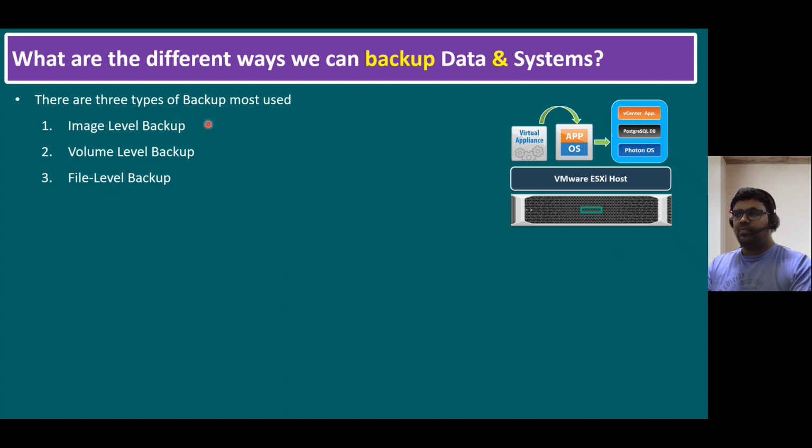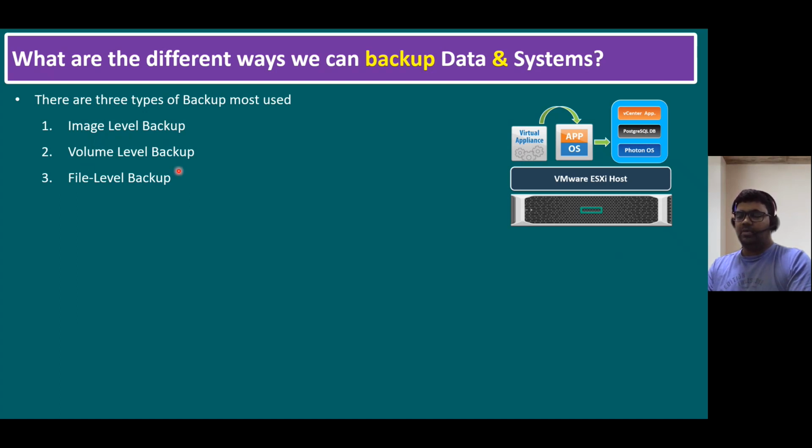So there are three types of backup mostly used: image level backup, volume level backup, and file level backup. First point is image level backup. Generally, image level backup means it's a kind of full system backup. Even from our vCenter perspective, if you want to take a backup of the complete virtual appliance, that consists of OS, database, and application. The complete image backup is considered an image level backup.